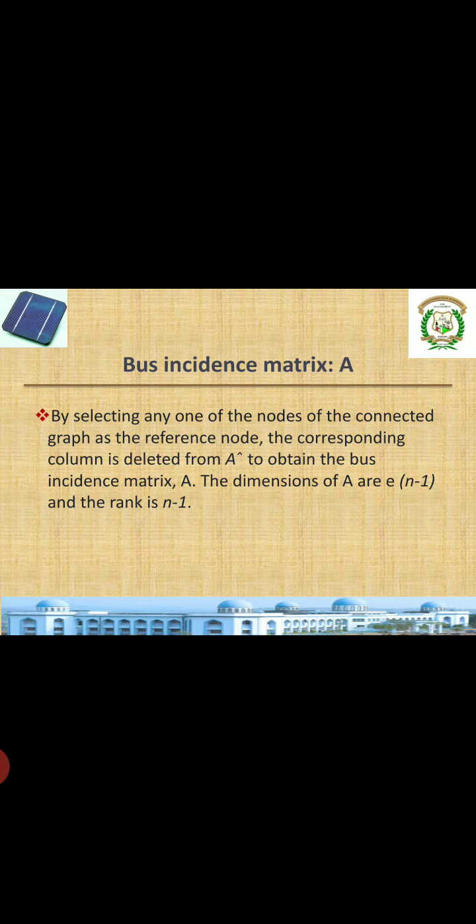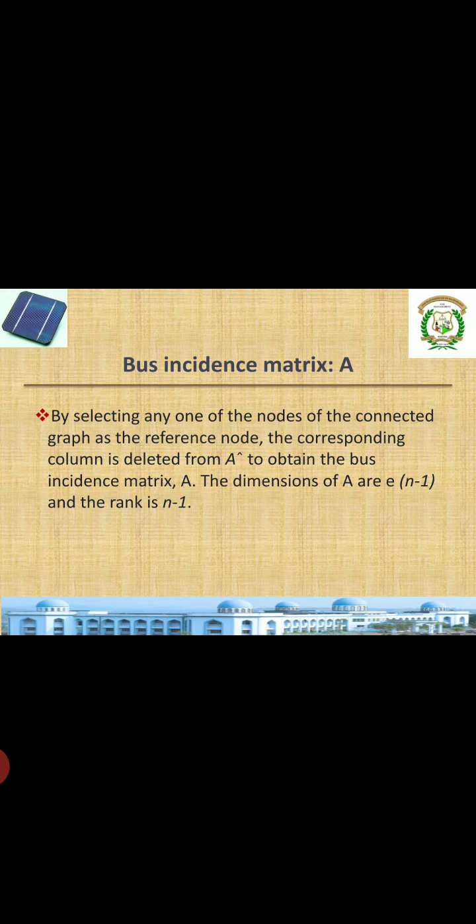This is done by selecting any one of the nodes of the connected graph as the reference node, and the corresponding column is deleted from A cap to obtain the bus incidence matrix. Means directly we can say that removal of the reference node from the incidence matrix A cap gives the bus incidence matrix.